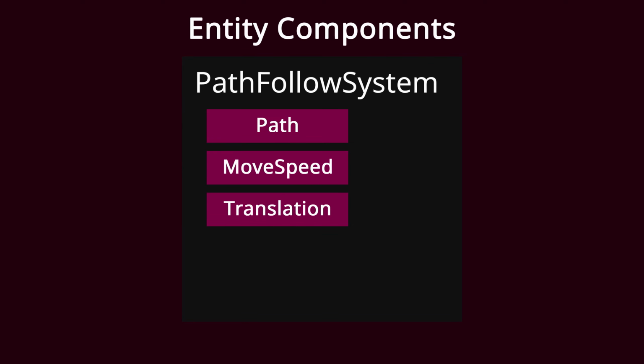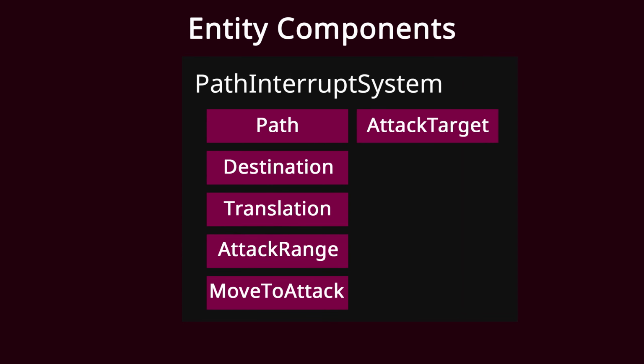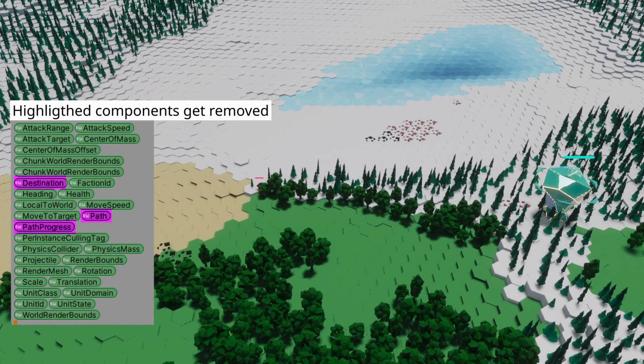On its own, this would just move the unit directly on top of the target. So I added another query to the pathfinder system that operates on all entities that have the move to attack component and a path. It will check if the entity is in range of the target, and if it is, it will cancel the path.